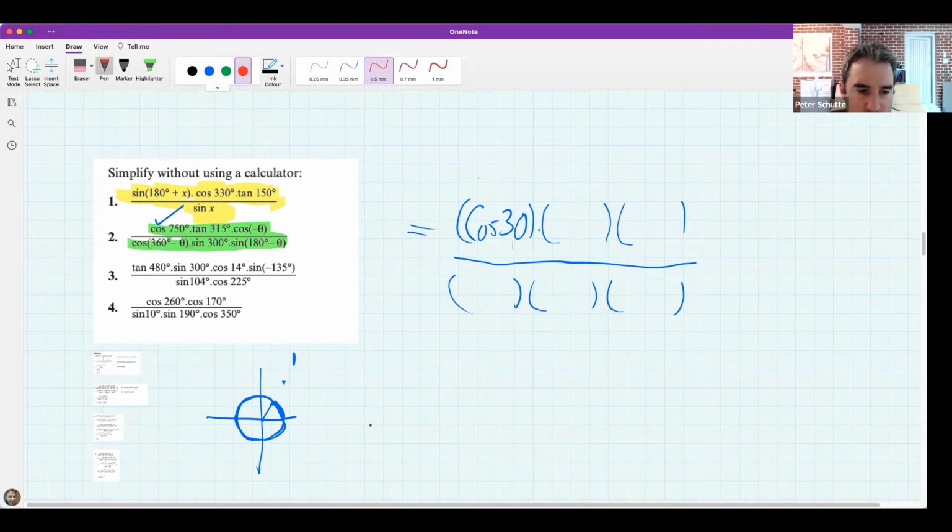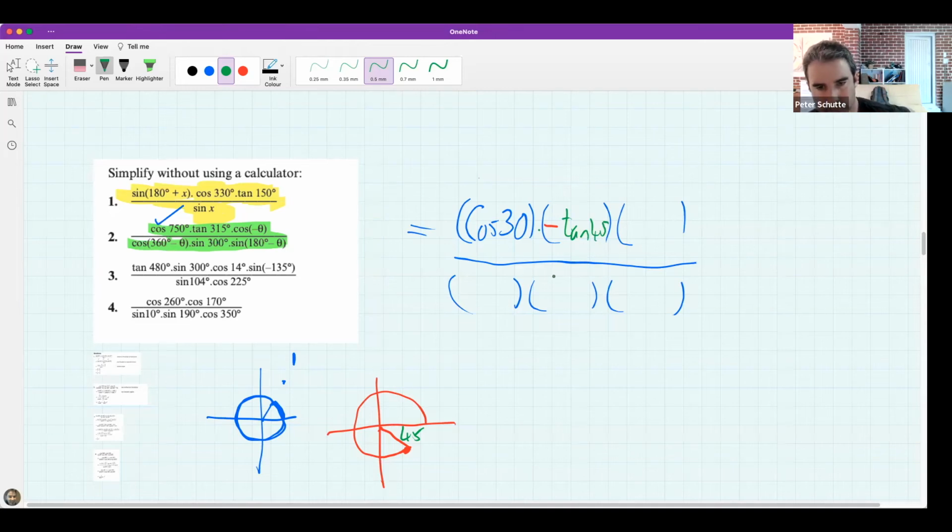And then for the second part, 315, that gets me in this quadrant. But the problem is I'm talking about tan. And so tan will be negative in this quadrant. And then we ask ourselves, how far away is 315 from the nearest horizontal? It's 45. So we get negative tan of 45. So that's the first two parts. If you've got a question now, please raise your hand and you can come online and we'll discuss it with you. But that's the hints to see you're on the right track.